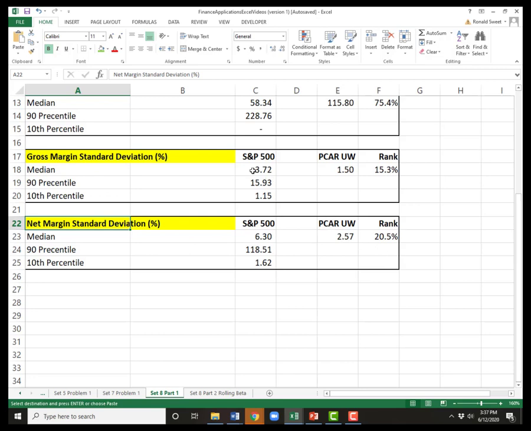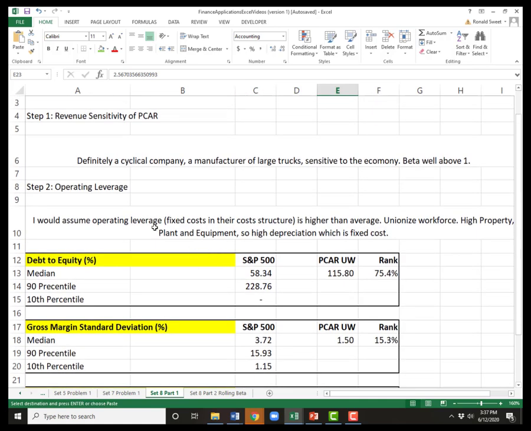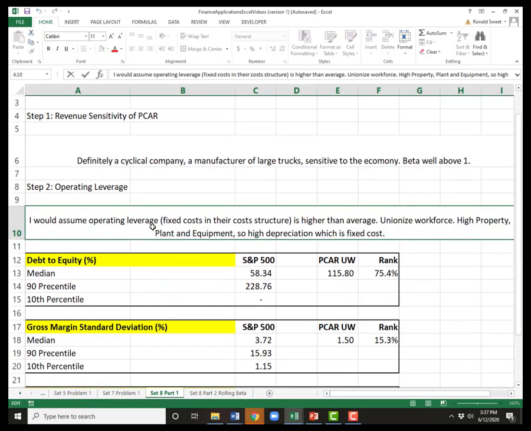And what you'll notice is the typical stock's standard deviation, this is the median of the S&P 500. This is actually the Russell 3000, so I need to change this, but it's of the market. The median is 3.72%. Paccar's gross margin is actually much more stable than the average stock. And their net margin, which is really where you should focus in on their net margin because that's where all the fixed costs are, their net margin is much lower. So I need to adjust my discussion.